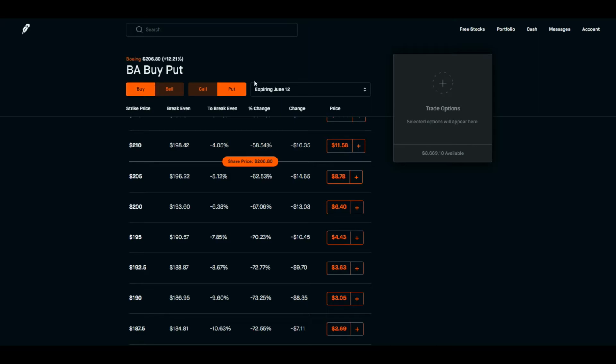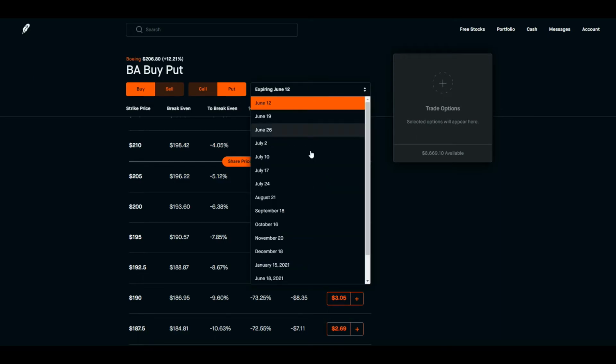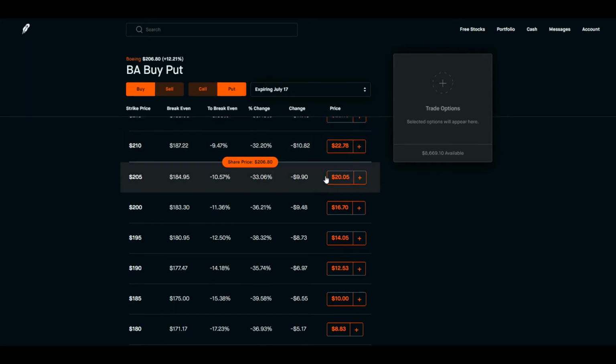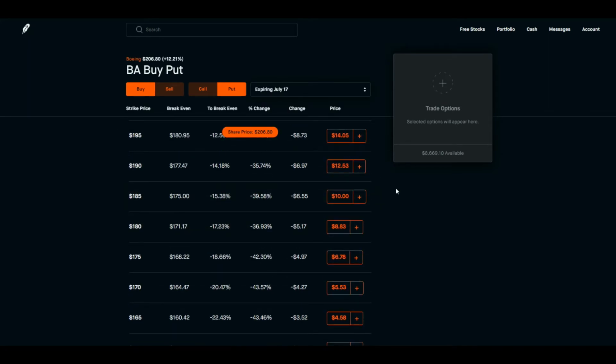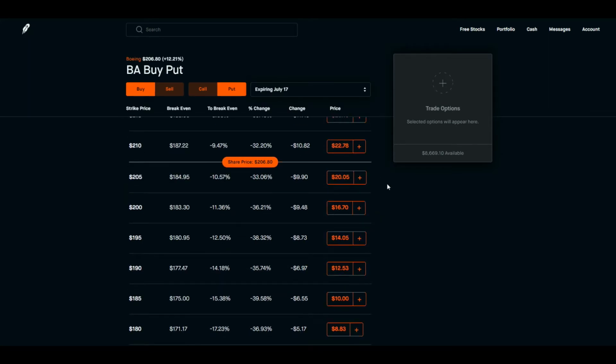So you pick buy put, and next you want to make sure you do not get Theta or IV crushed. So let's pick a long dated put. About a month to a month and a half is what I really recommend for expiration dates. So let's go with about July 17th. All right, that's what I like to be as safe as possible.